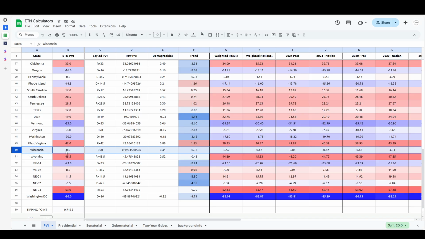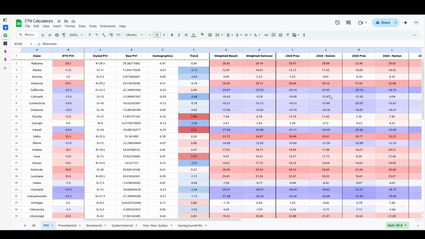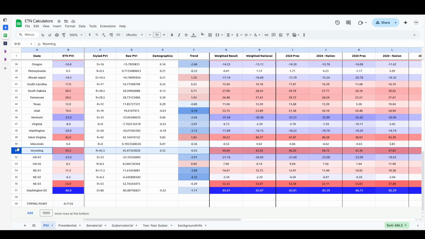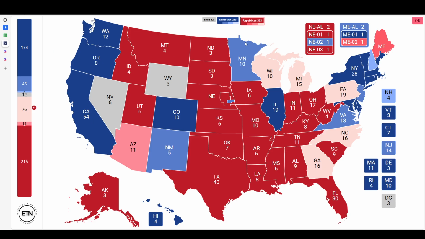The only swing state to do so. Oh, wait, no. Michigan narrowly did. And then we get down to Wyoming, 45.5 for the Republicans. This is the most Republican state in the entire country, and that is it.